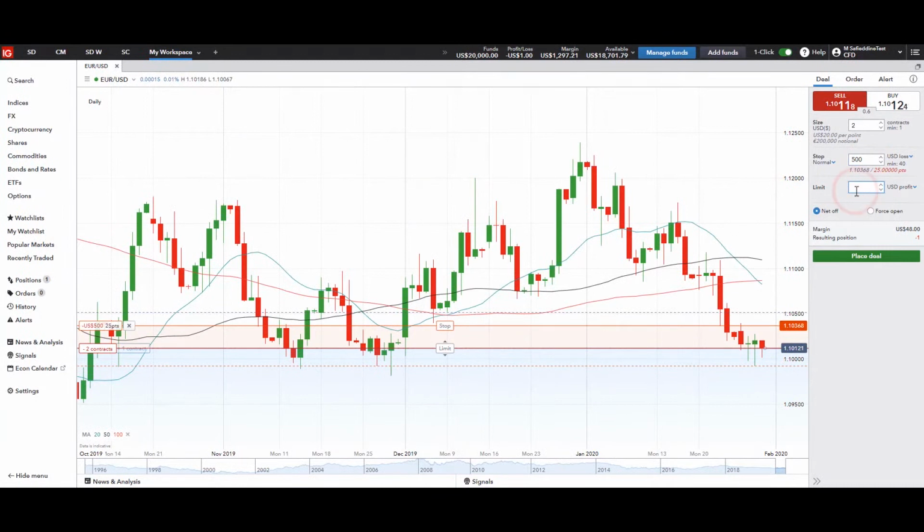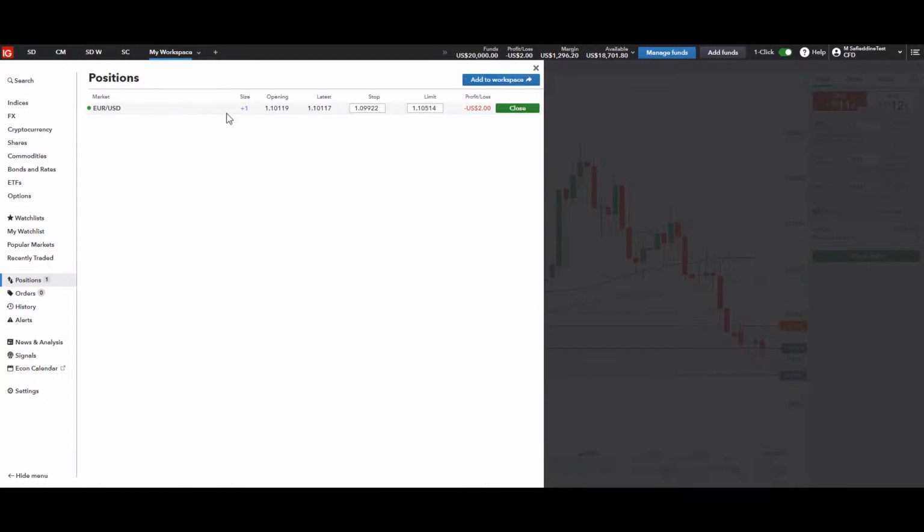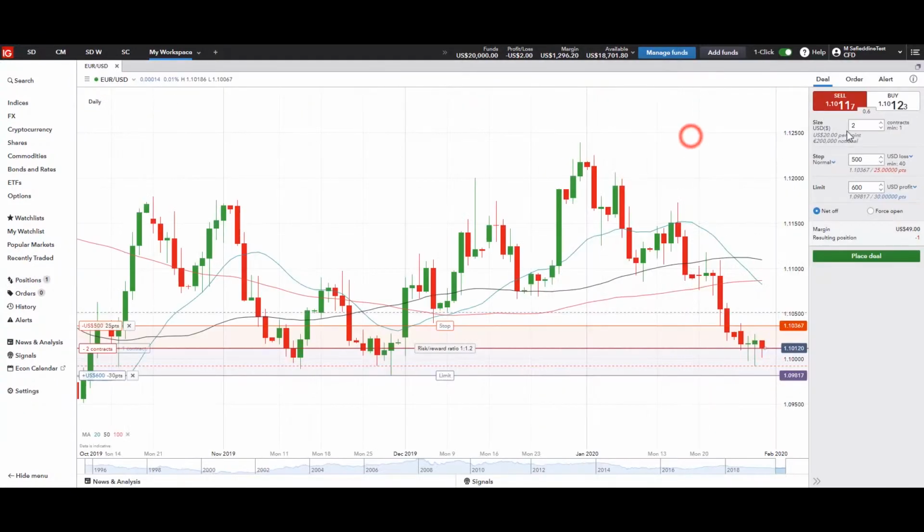And for my limit, I want my profit in dollars, not in points, in terms of how many points away, but in dollars. I want my profit to be 600. Notice the resulting position is -1. Now you're going, hang on a second, we're selling 2, and that's because we already have one buy open. So if we now sell 2, we're left with a resulting position of -1, with one position short. And this is where net off and force open come into place.